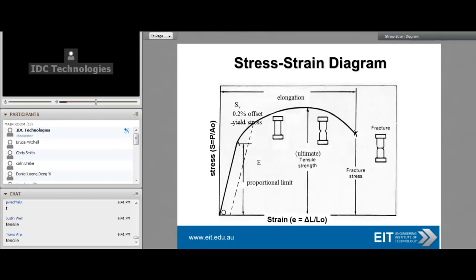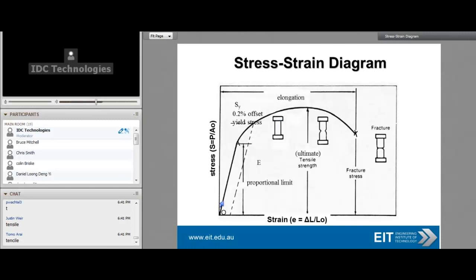Now, here we've got a stress-strain diagram, and there's strain. This is supposed to be little epsilon. You can see that it's the change in length divided by the original length. That's why it's dimensionless. And here's our stress. That's load divided by cross-sectional area. So if we look at this solid line of this curve, this is a tensile test on a piece of material where we're measuring stress that we apply against strain. That's the stretch of the material. And here you can see the shape of a sample.